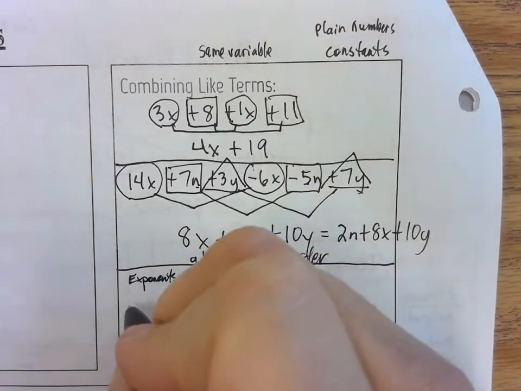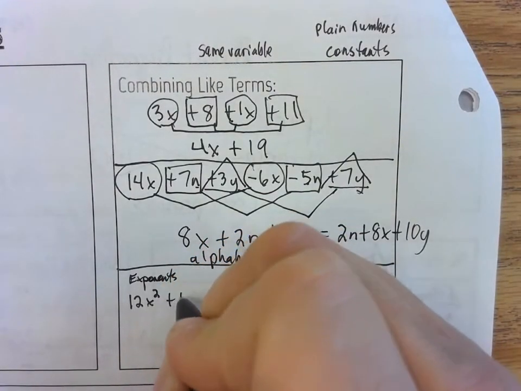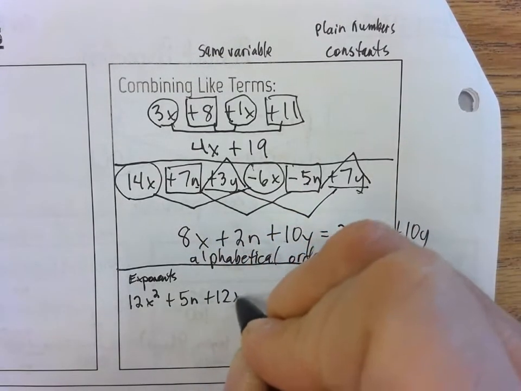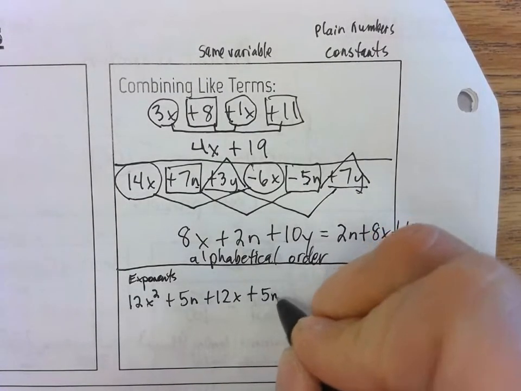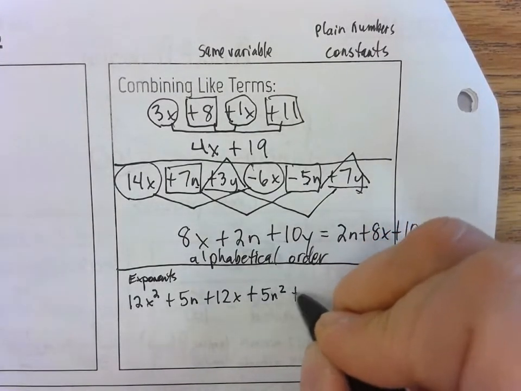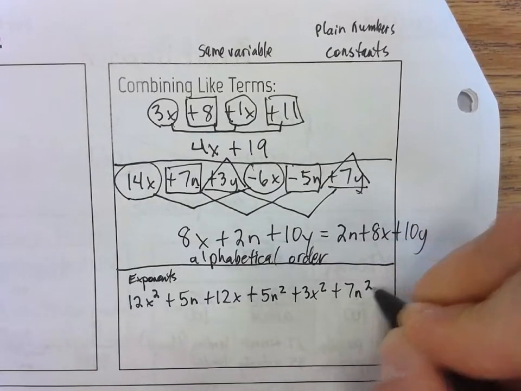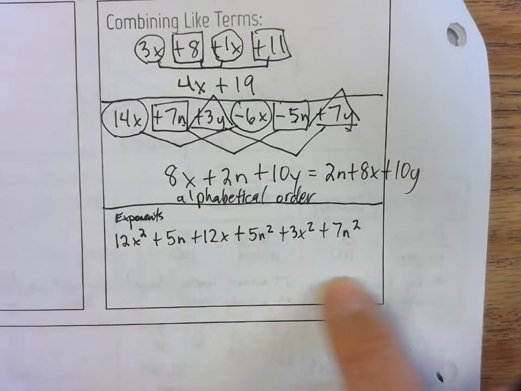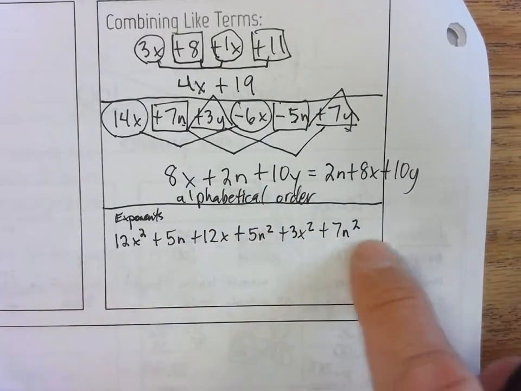All right, so let's say we've got 12x to the second power plus 5n plus 12x that does not have anything to the second power plus 5n squared plus 3x squared plus 7n squared. Okay? So in this case, we've got some that are just a plain power, some that are squared. So let's go through, and not only are we going to do them in alphabetical order, soldier, but we're going to do them based on power.